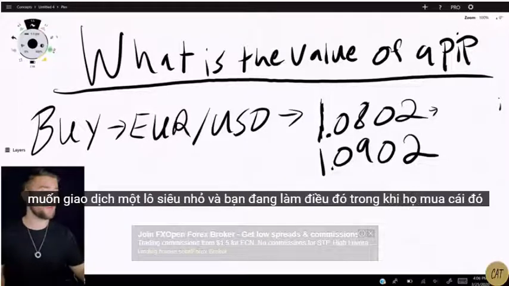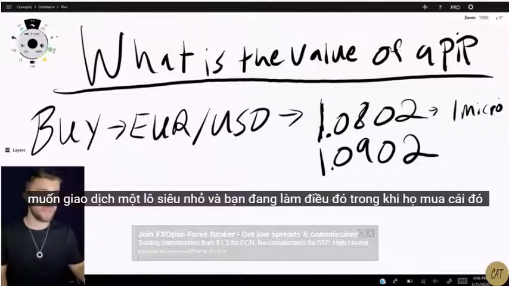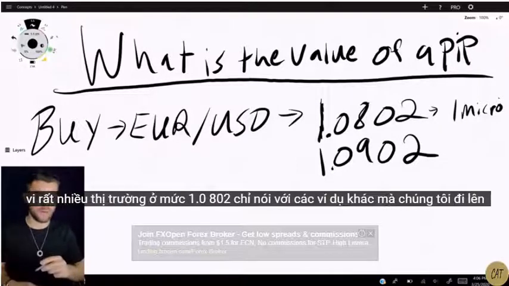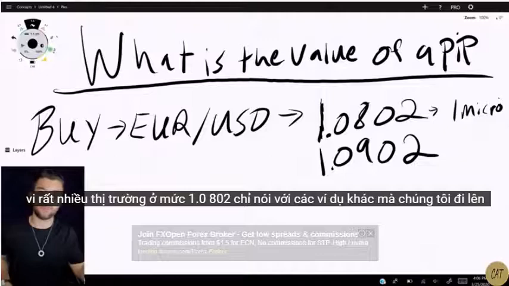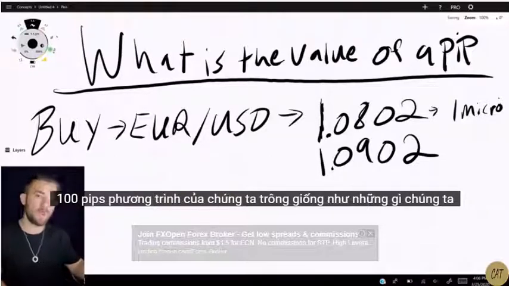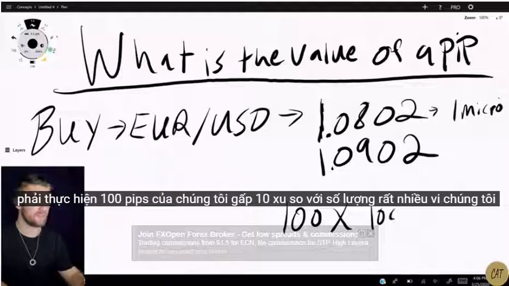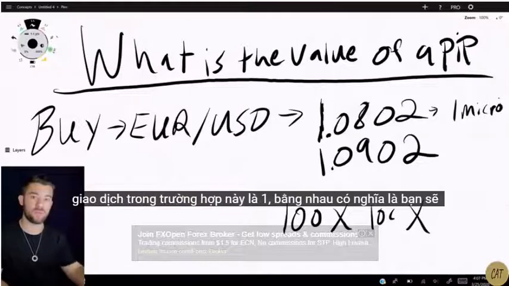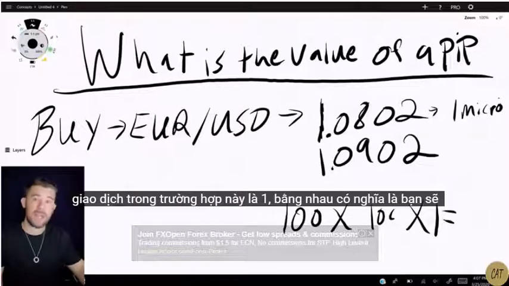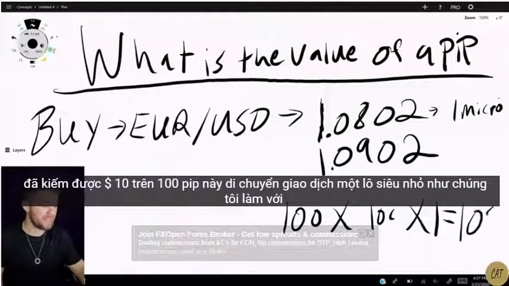So let's say you want to trade one micro lot, and while you buy that one micro lot, the market's at 1.0802, just as with the other examples. We go up 100 pips. What's our equation look like? Well, we have to do our 100 pips times 10 cents times the amount of micro lots we're trading, which in this case is 1. What does that equal? That means that you would have made $10 on this 100 pip move trading one micro lot.